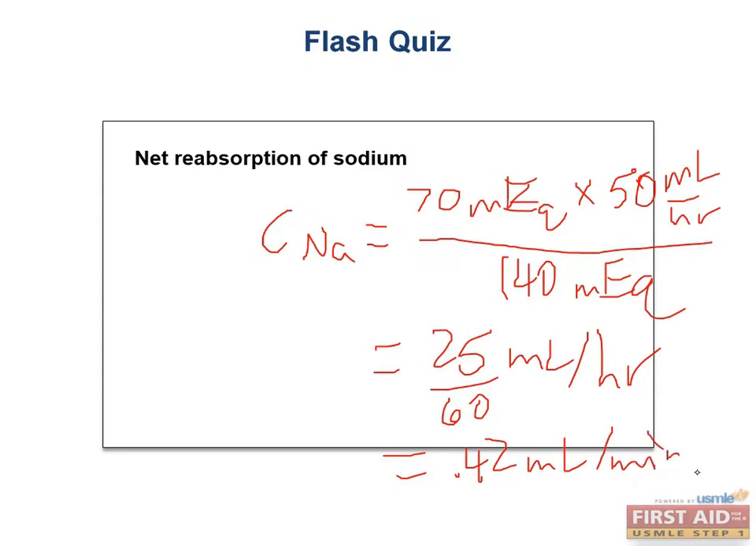And now we have to compare this to the GFR, which was 1.4 mils per minute. So we see that the GFR is higher. It's greater than 0.42 mils per minute, which is the sodium clearance. So that means because the GFR is higher than the clearance, there is net reabsorption of sodium. So be comfortable with these equations because the USMLE will test your knowledge of them both conceptually and mathematically.